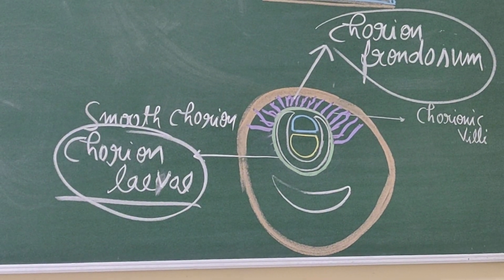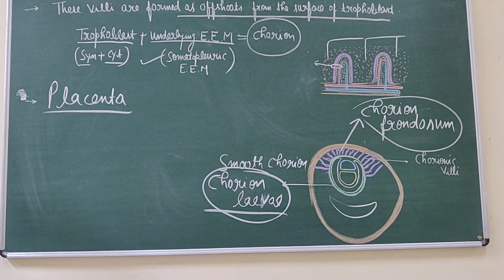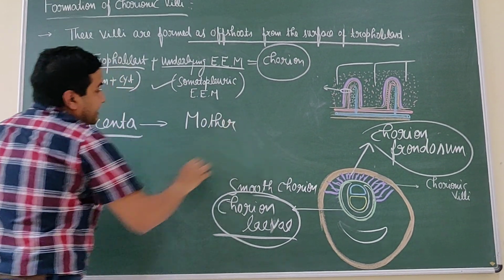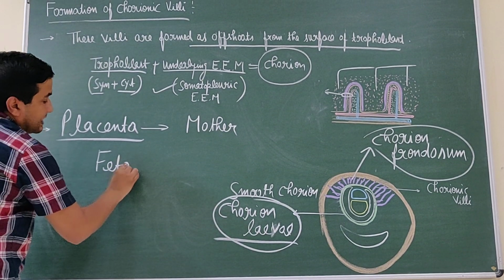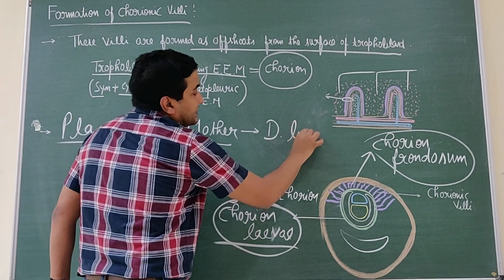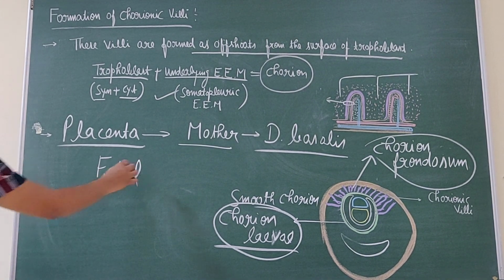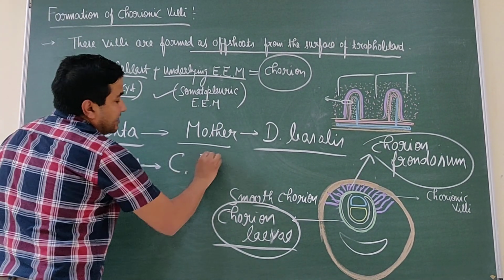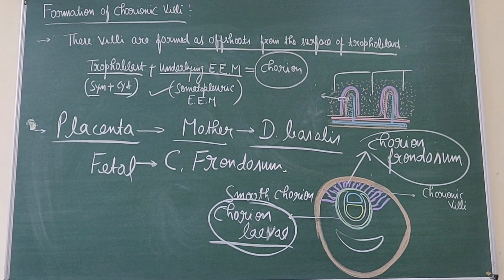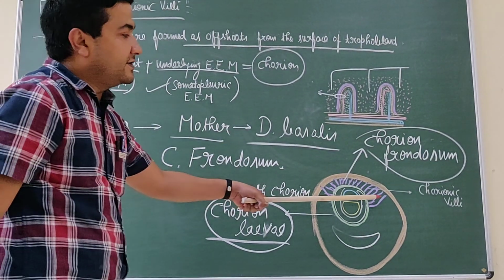Now we see the placenta. If you specify, it has the mother part and the fetal part. We have discussed this earlier. Now this mother part is derived from the decidua basalis, while the fetal part is the chorion frondosum. So these are the two parts that participate in the formation of this placenta.